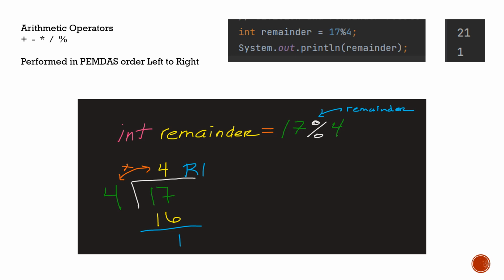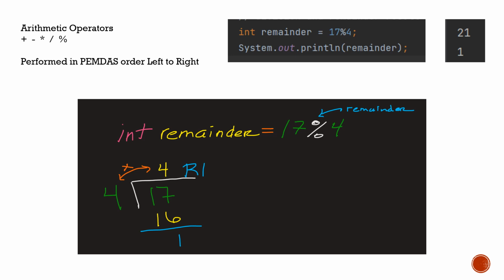Then we ask how many times does 4 go into 17? 4 times. We know it's 4 because it's the highest value without going over 17. If we did 5 times, then 4 times 5 is 20. And 20 is larger than 17.